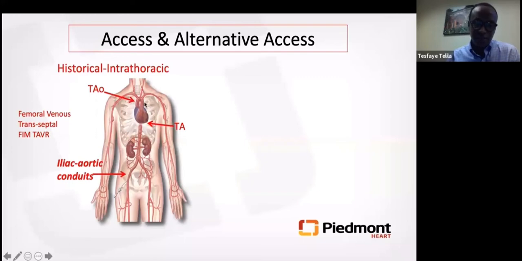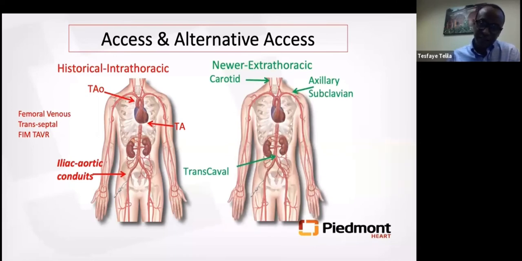Transapical and transaortic have been the most commonly used alternative accesses early in the evolution of this valve therapy. But nowadays we also have other alternative accesses that are transcarotid, percutaneous axillary, transsubclavian, also a transcaval access where you go from the inferior vena cava puncture into the aorta and essentially deploy the valve. And when you come out, you close the aorta, which is a relatively new procedure.